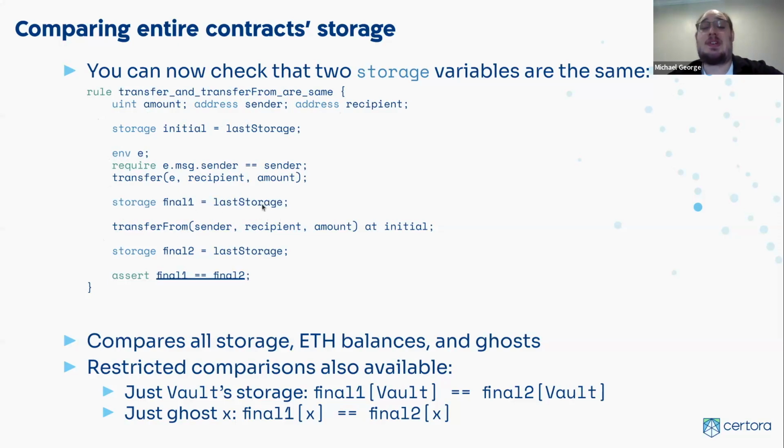This is a little different than what you might have done in the past. In the past, you might have stored a balance after, right? So you'd store the balance before, the balance after. But at any rate, then we call transfer from, but we do it at initial. And so this has the effect of rolling back everything in the world to the state that it was in before we called transfer, and then calling transfer from that initial state.